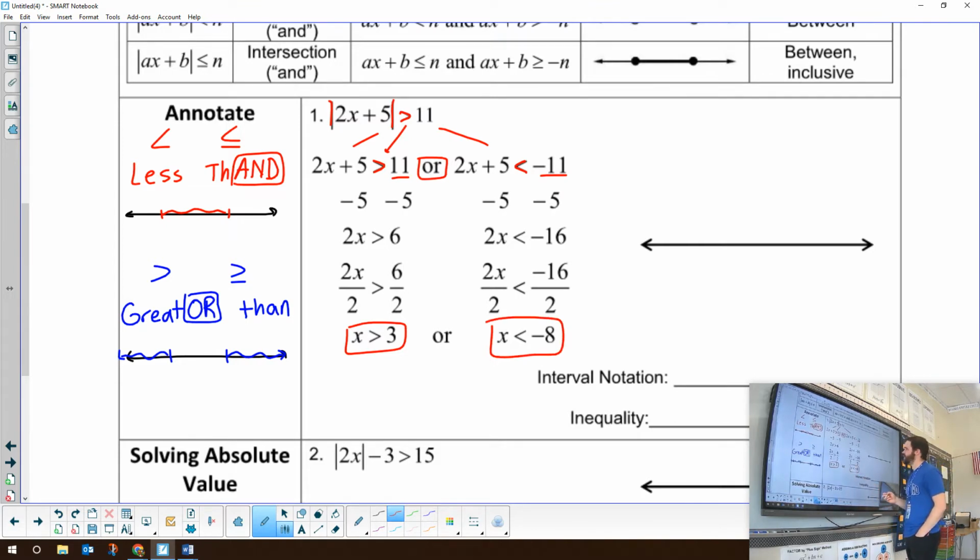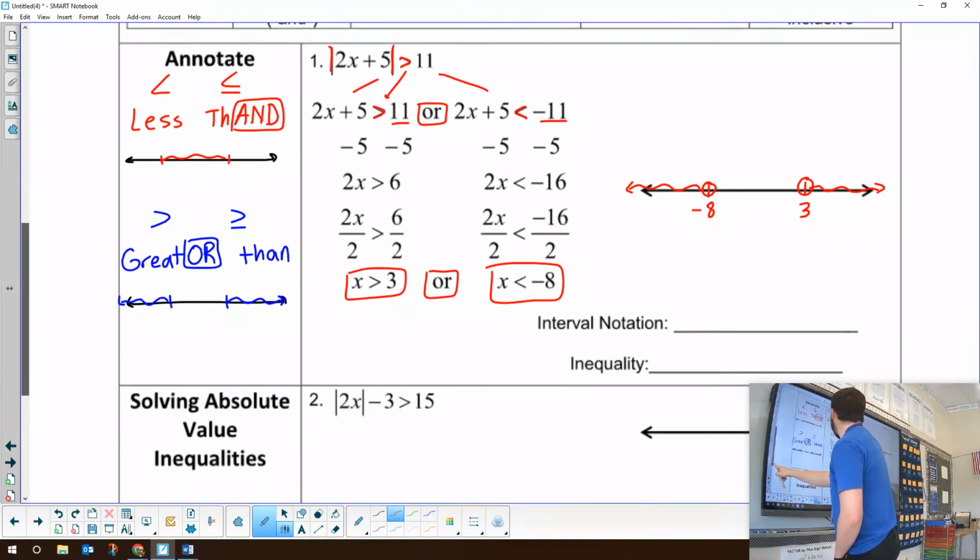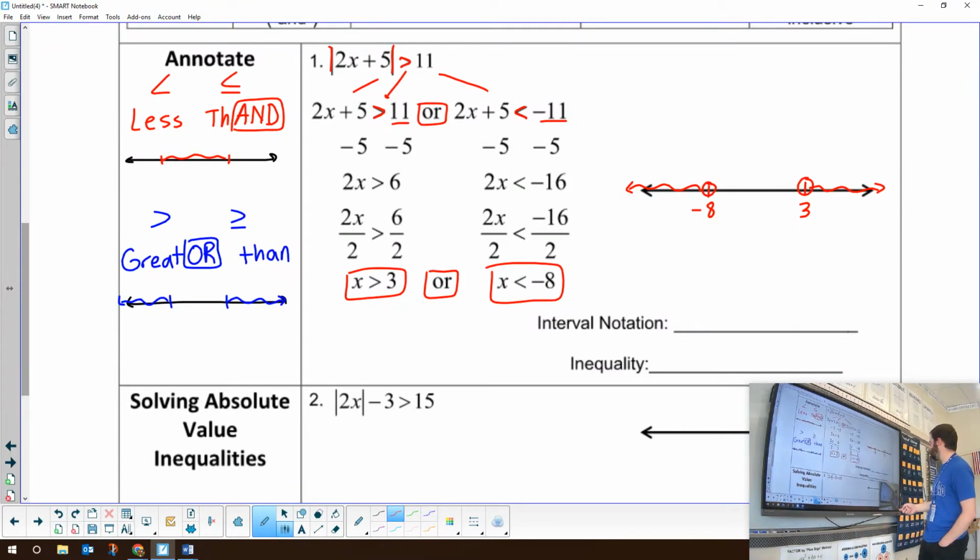And then what I'm going to do here is we're going to put those on here. I'm going to have a point at negative 8. I'm going to have a point at 3. And since this is an OR, I know that my graph is going to go apart, and I'm going to have an open circle because it is not equal to. Okay? And then we can write this as my interval notation and as my inequality. So remember, your inequality is just your answer. We're going to have x is less than negative 8 or x is greater than 3. That's just my answers here.